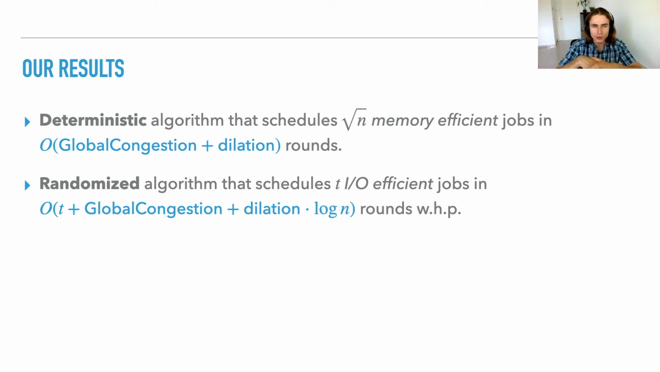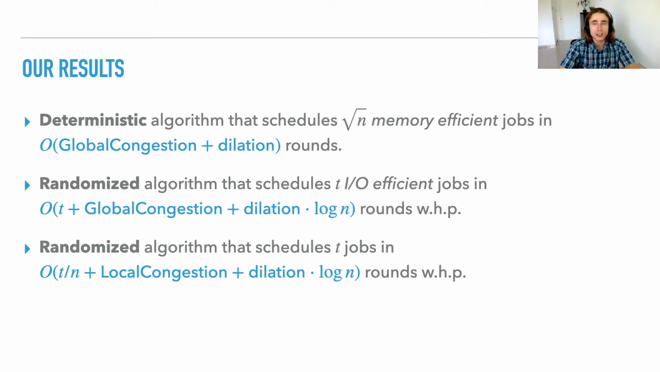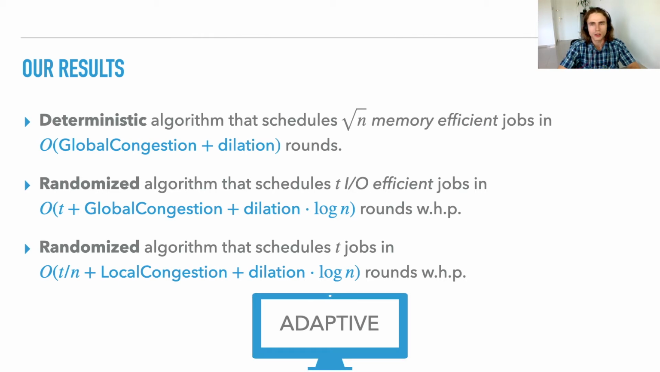Secondly, we show an algorithm to schedule I/O efficient jobs, which are almost all graph-related jobs in the congested clique model. We schedule t such jobs in order of t plus global congestion plus dilation times log n rounds with high probability. Finally, we apply the random delays method Leighton, Maggs and Rao developed to obtain another scheduling algorithm in order of t plus local congestion plus dilation times log n rounds with high probability. Most of our algorithms do not require knowledge of the jobs' communication patterns or their other non-trivial properties and adapt to the protocols on the fly.